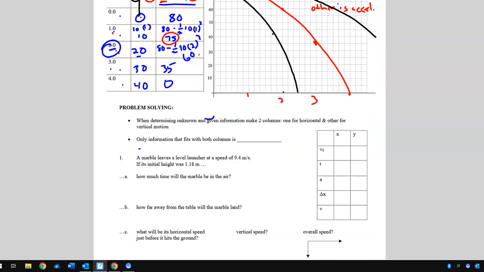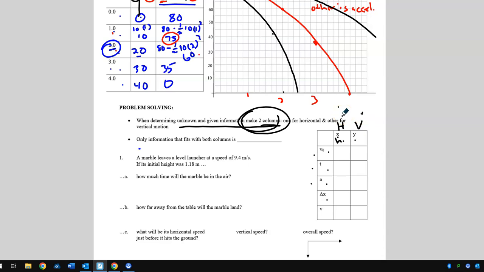One last thing. So when we go to do problems where something is launched horizontally, eventually we'll learn how to do it at an angle. When determining the unknown and given information, you need to make two columns. Our VTAX is right here. I've just put V final at the end because it's usually not important here. So these are the four main players: initial speed, time, acceleration, and I need to do it in two columns. H is for horizontal and V is for vertical. They're independent. I cannot combine them. I've got to treat them separately.